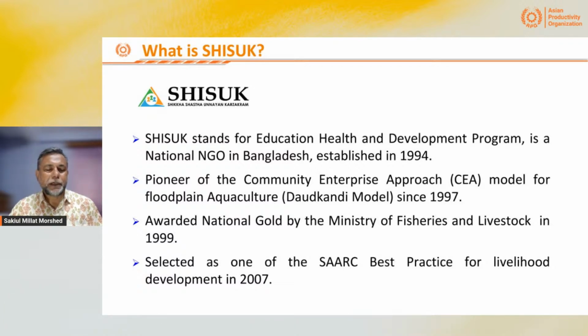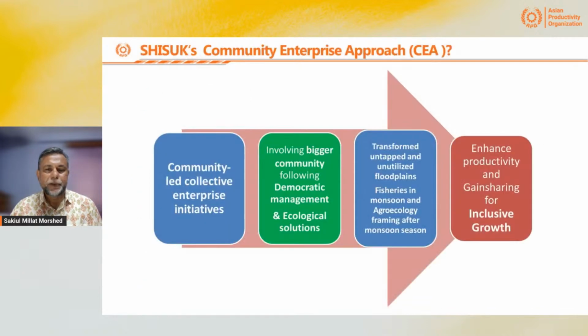We are basically dealing with a different development approach, which we call the community enterprise approach model. It's a collective enterprise initiative on floodplain aquaculture. We've been doing this since 1997, and this model was awarded the National Gold Medal in 1999 and selected as one of the SAARC best practices for livelihood development in 2007.